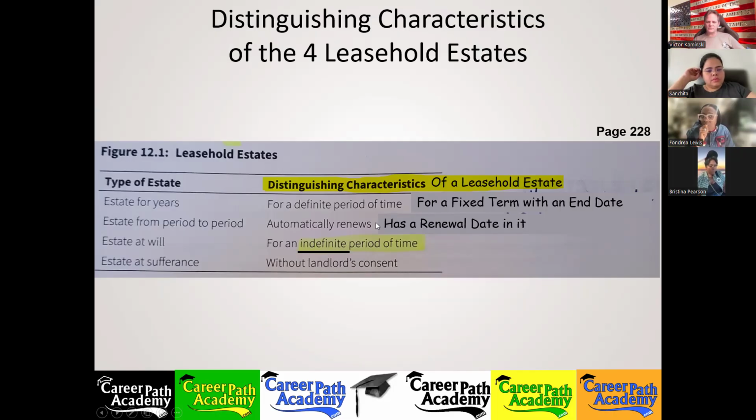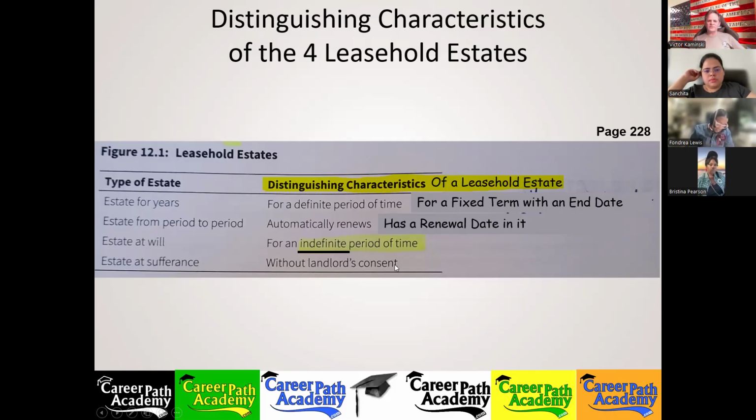Even though it makes sense how they wrote it, they give you questions on the exam, which type of estate is for an indefinite period. So I don't want you associating the word indefinite with a periodic estate, even though it's not defined, because technically it keeps renewing, so it's not defined in that regard.